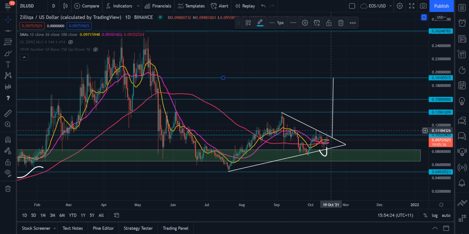Set your stop losses down here at around, I'd be setting it around 8 cents, 7.5 cents in that support box. If we go below that point, it's pretty likely the bull market's going to be over, at least for the short term. I don't think we're going to go below that point again. I think we'll probably stay at current prices, maybe come down and test this triangle once again, but I'm ultimately expecting us for a breakout to the upside here on Zilliqa.